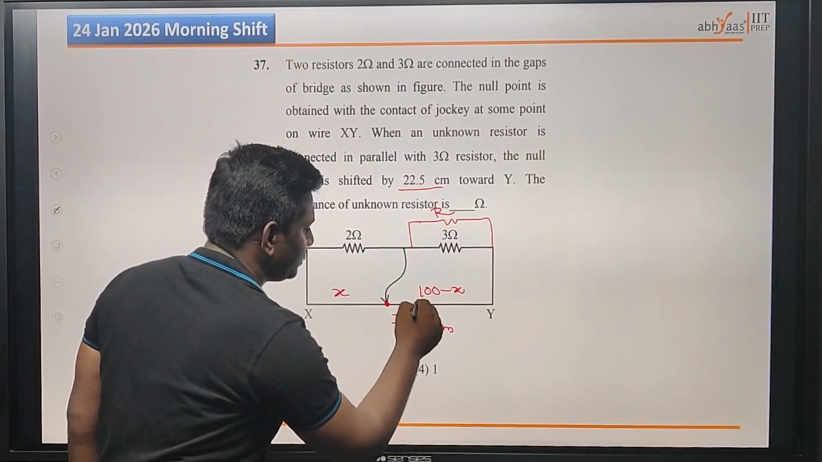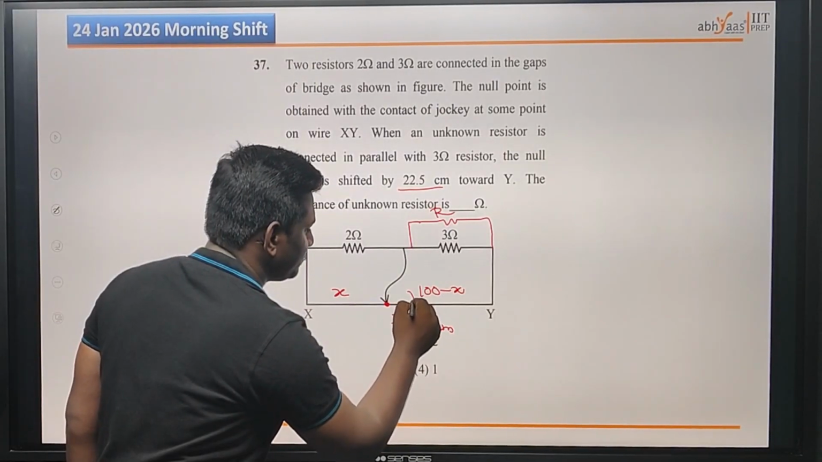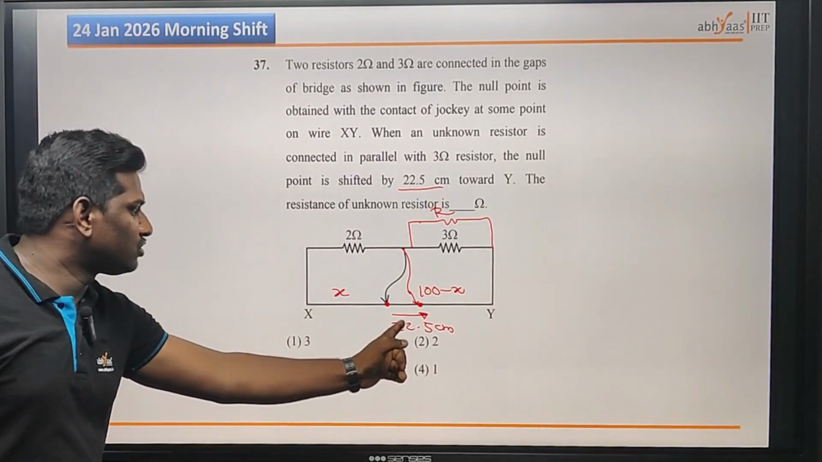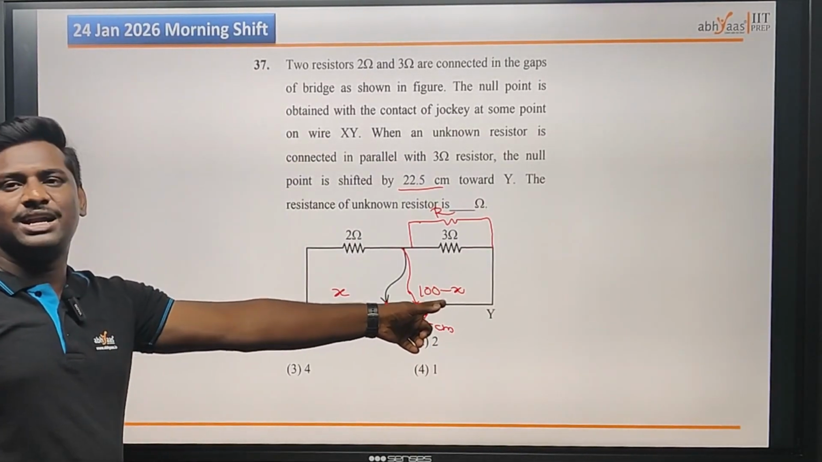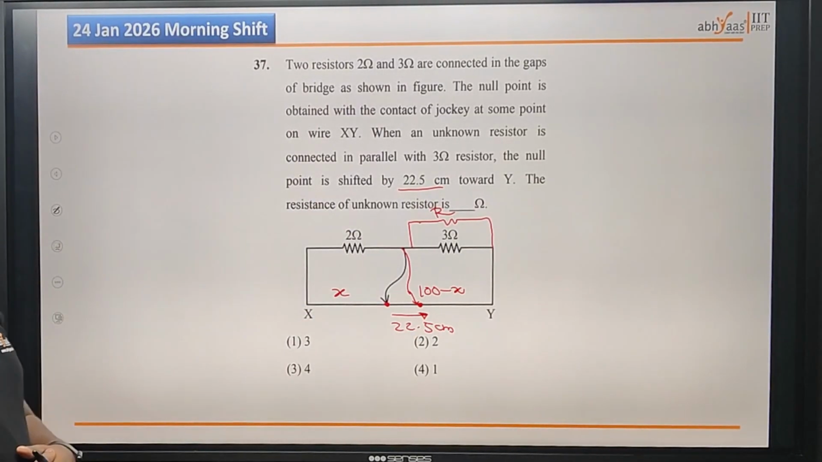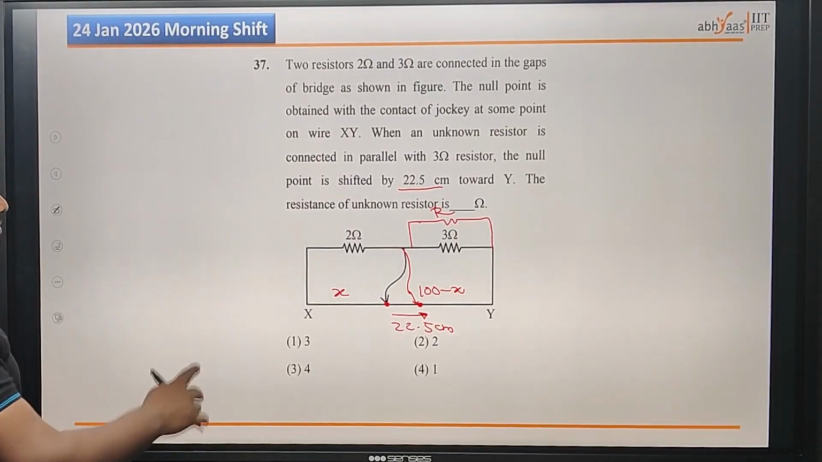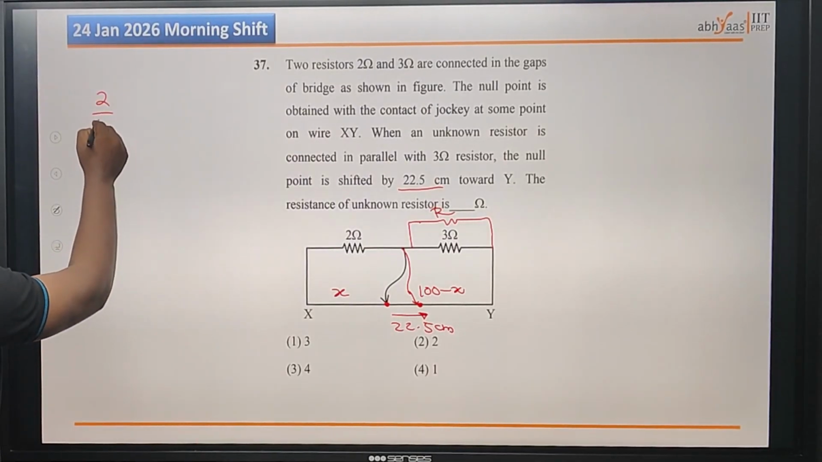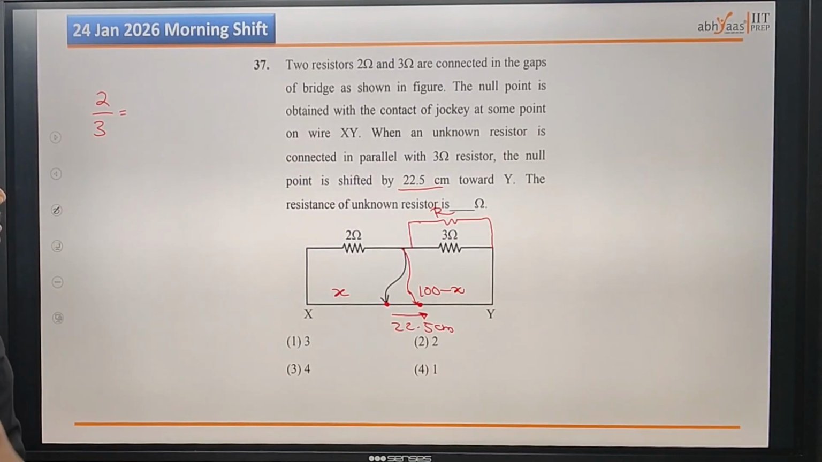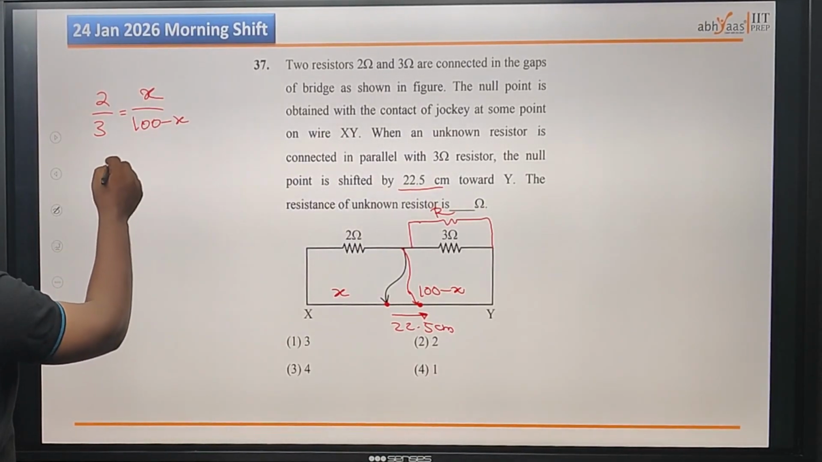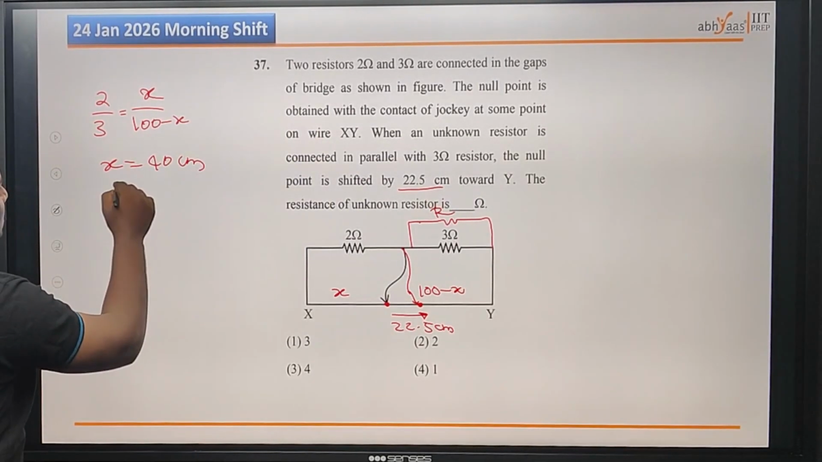So we are having 22.5 centimeters towards Y, so we are having a second position here. This is our second position. So x plus 22.5 centimeters and 100 minus x, x minus 22.5 centimeters. Then the resistance of the unknown resistor. So see here, case 1: 2 by 3 can be written as x by 100 minus x. So from this you can write x value as 40 centimeters.